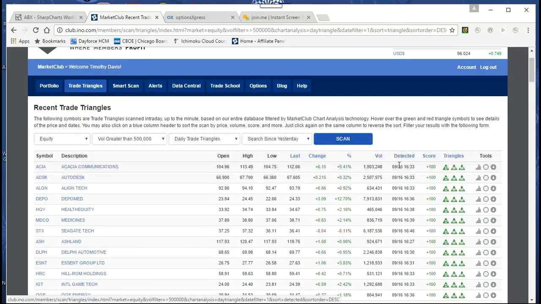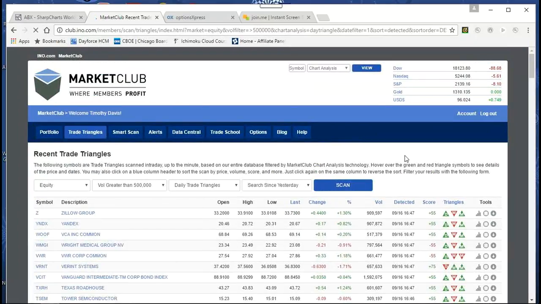You don't want to get into it late. Let's say this was the 16th and this was 10 o'clock in the morning and it's now 4 o'clock in the evening, and I rearranged this and it still says 10 o'clock in the morning, which is when this was detected. You can switch this where it says detected. If you click on detected, it'll put it in order as to the last ones detected, first ones detected. So I just clicked on it and put them in order as to the last one detected.